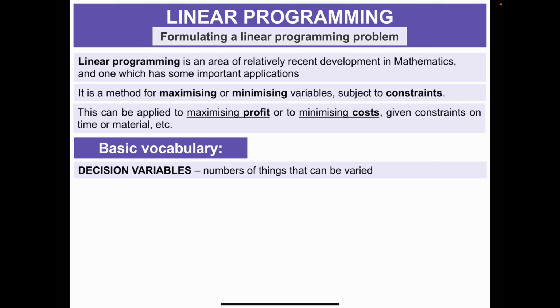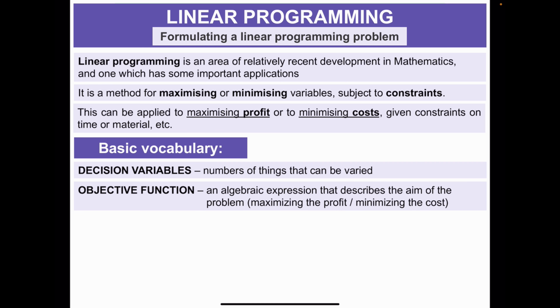There is some basic vocabulary that you should be familiar with. The first one is obviously decision variables. Those are the number of things that are involved in the problem and that can obviously be varied. Then we have an objective function. That is the function that describes your objective. That's what you want to do. Either you want to maximize something or you want to minimize something.